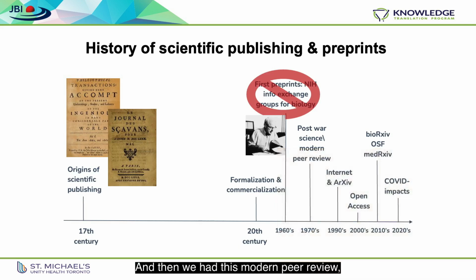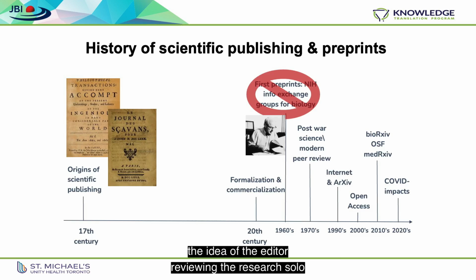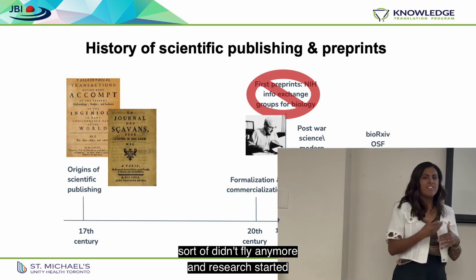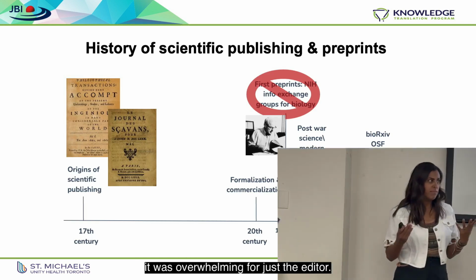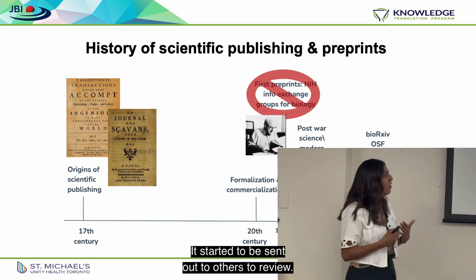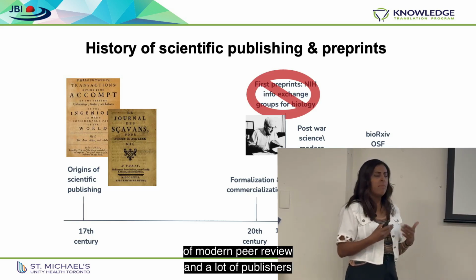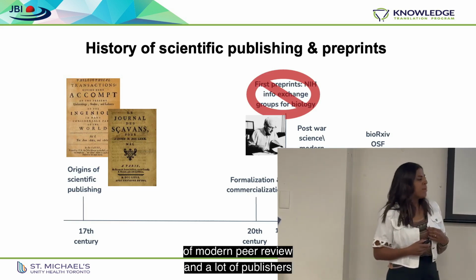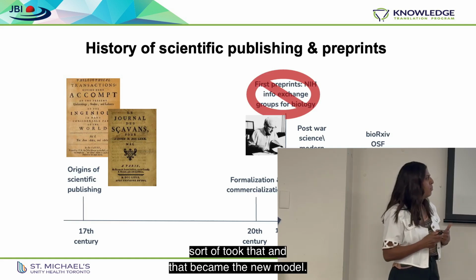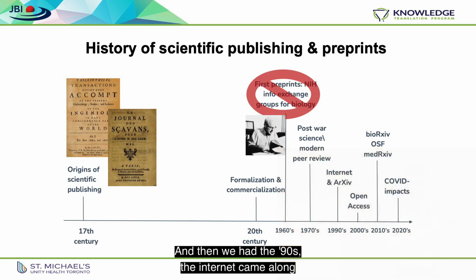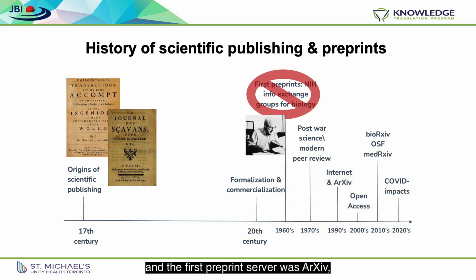And then we had this modern peer review. The idea of the editor reviewing the research solo sort of didn't fly anymore, and research started getting sent out because there was so much of it. It was overwhelming for just the editor. It started to be sent out to others to review. And then that became sort of the model of modern peer review. And a lot of publishers sort of took that, and that became the new model. And then in the 90s, the internet came along, and we had digitalization. And the first preprint server was arXiv, which is in physics.